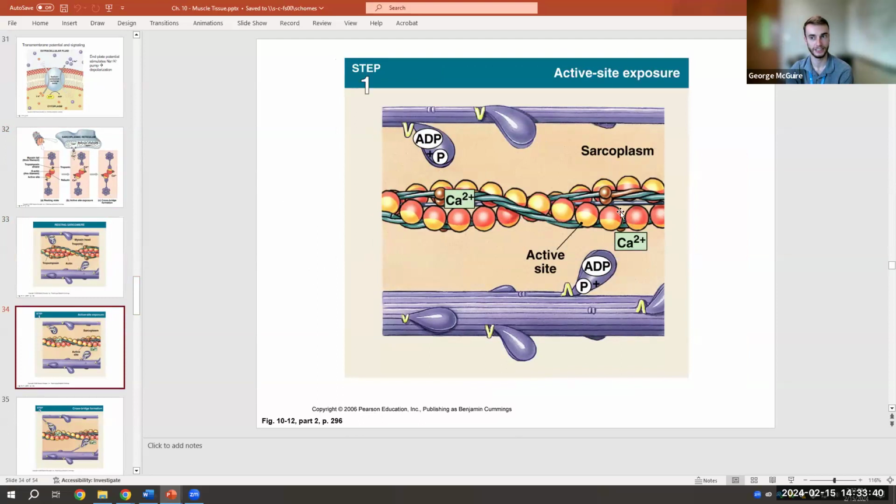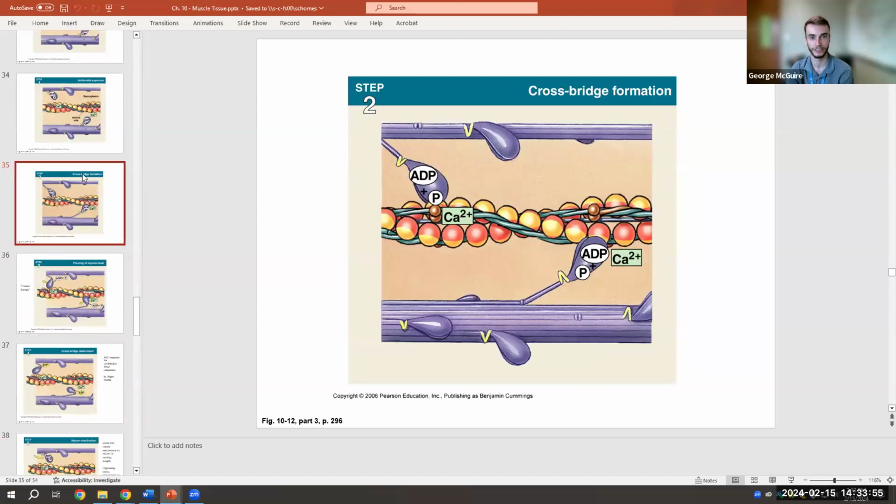When calcium comes into the sarcoplasm, it is going to bond with troponin, and troponin is going to move and take the tropomyosin with it. So now all the active sites on this globular actin are available. And so myosin will happily bond with it, which is what it has wanted to do this whole time.